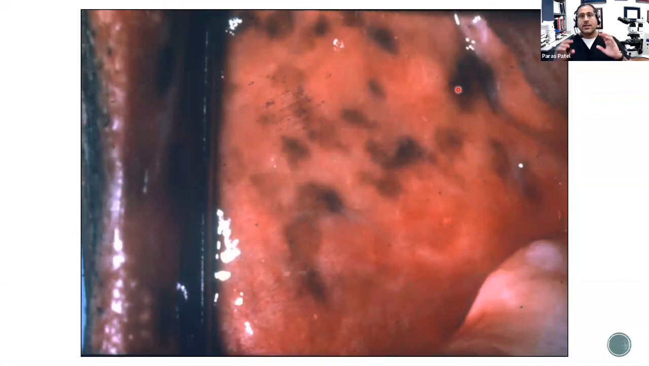I'm gonna take a moment just to mention this again, but oftentimes when we see something in a more generalized or diffuse pattern, we have to start at least including systemic diseases in our differential.